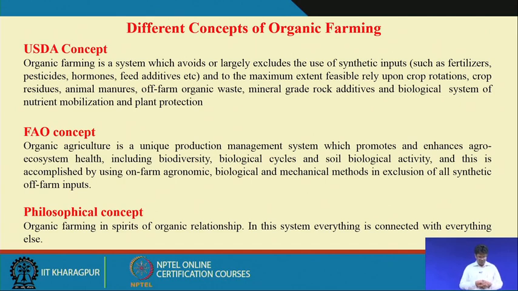Then the philosophical concept, organic farming in the spirit of organic relationship, that is in this system everything is connected with everything else. So, these different concepts we will be discussing in the continuing classes, how these different types of organic farming, and then the principles of organic farming based on the concepts. We have the principles, and we will discuss different types of organic farming based on these concepts: ecological farming, biodynamic farming, and also HOMA farming.